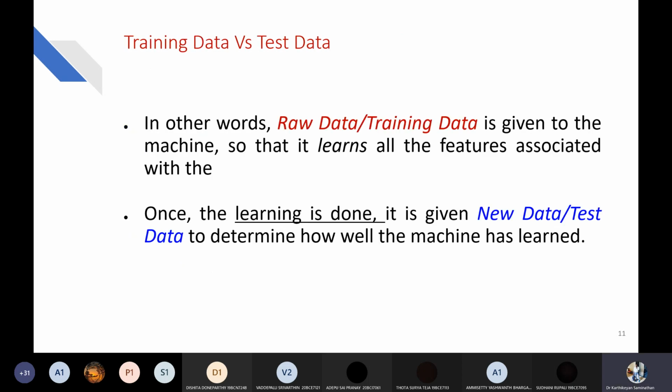So what is the difference between training data and test data? Training data, as you know, is the raw data we generally call training data, which is used to teach the machine. Once the learning is done, when you need data for testing, such testing data we call test data. Whatever data you use before learning is training data; after learning, whatever we use for testing is test data.